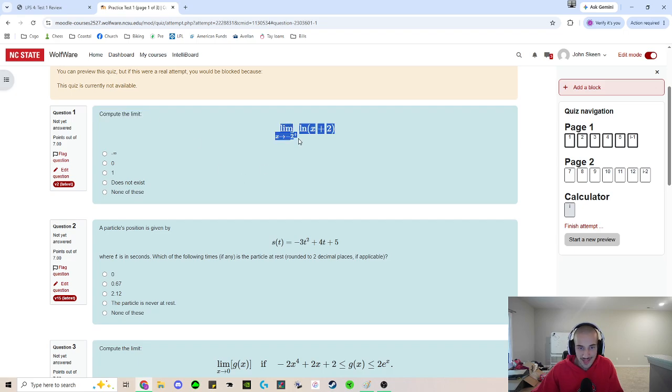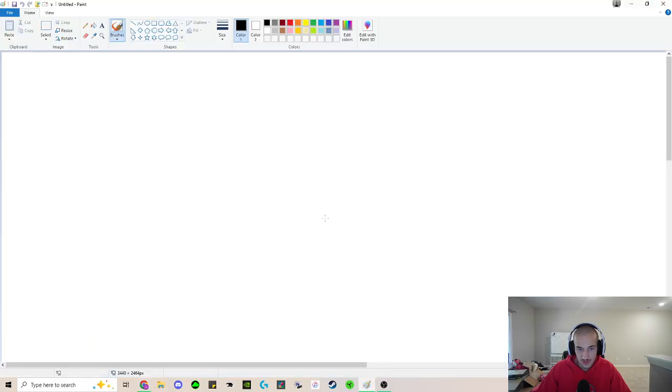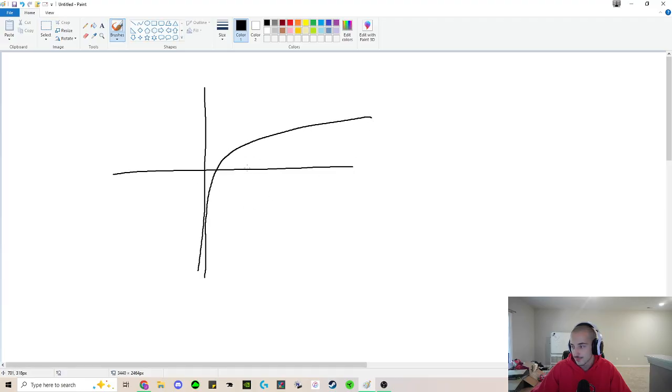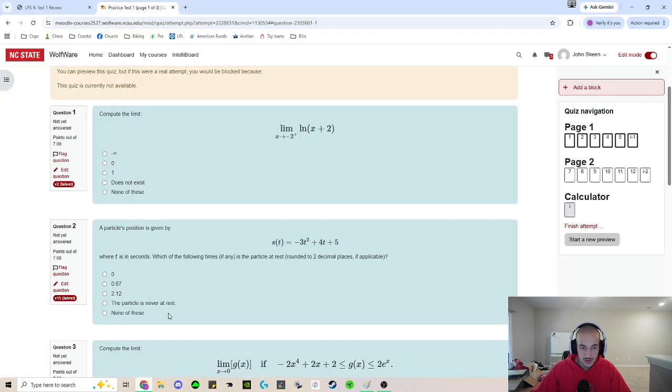We're going to have the limit as x approaches -2 from the right-hand side of ln of x plus 2, right? Okay, so how do we do this? Basically, you're going to say that this is what ln x looks like. We know that ln of 0 is going down to negative infinity. But here, it's ln of x plus 2. Same thing, you're plugging in -2, so it's -2 plus 2 from the right. So you're doing ln of 0 from the right.